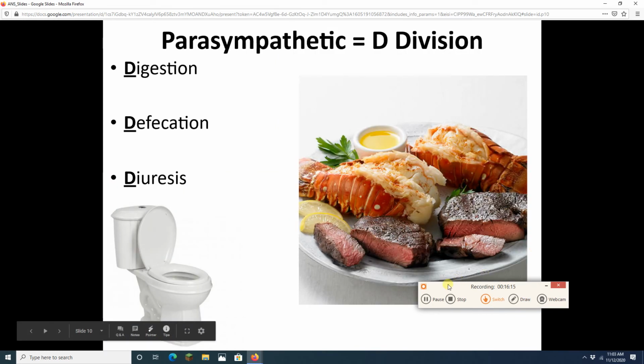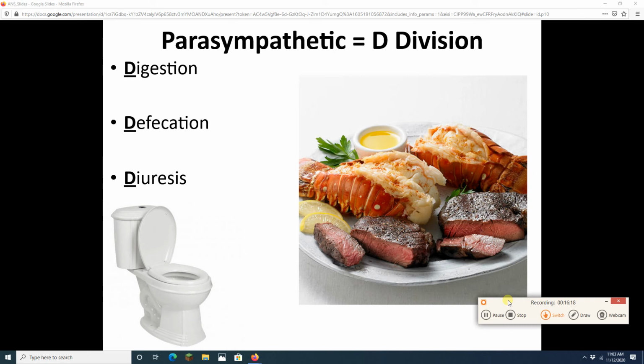Let's keep going though. The parasympathetic division, we have already nicknamed it the rest and digest division, but it has another nickname. It is also known as the D division because it is involved in several things that start with the letter D, including digestion, defecation, and diuresis. So take a look at a typical lunch right here, steak and lobster tails, right? And if you're going to eat this, you're going to need to digest it. Digesting it is a parasympathetic activity. Later on, you're going to need to poop and pee. All right, defecation and diuresis, pooping and peeing. All three of these events are parasympathetic.